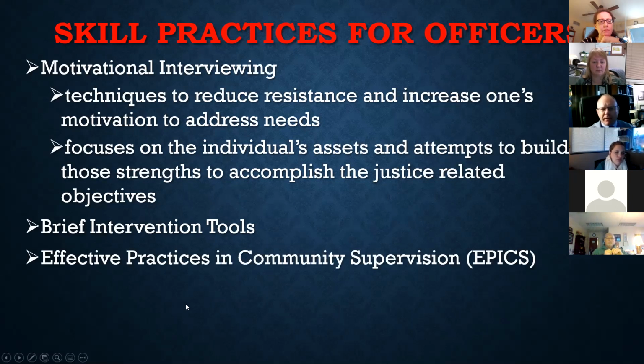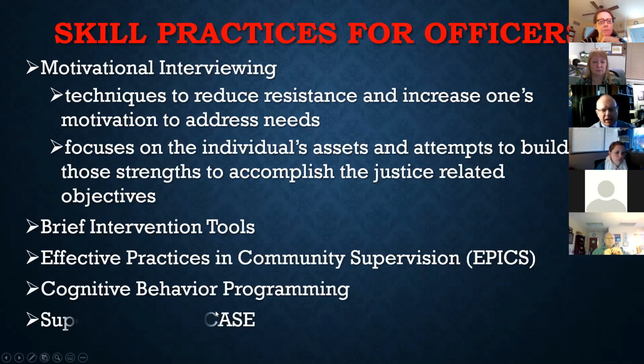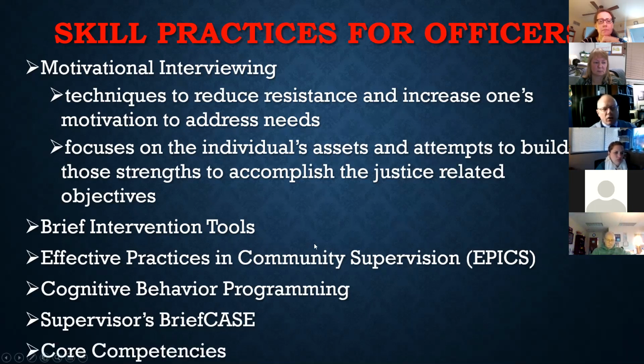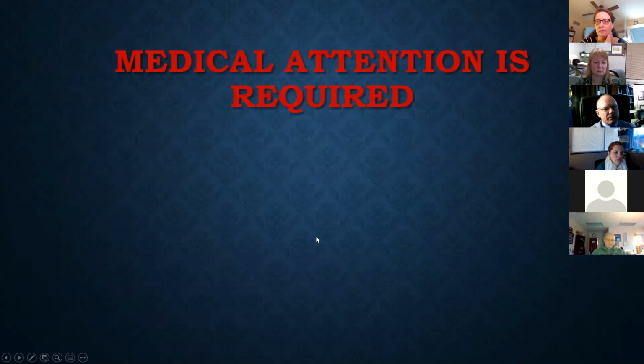Again, we talked about ethics. And then cognitive behavior programming and the supervisor's briefcase. This is something where supervisors build their skill sets when it comes to working with repeaters around case plan, motivational interviewing, rewards and sanctions, those types of things. It gives the supervisors those skill sets. And then core competencies, which we talked about.